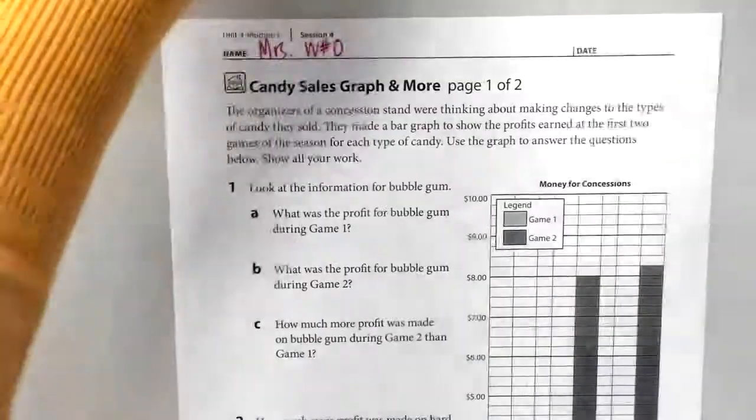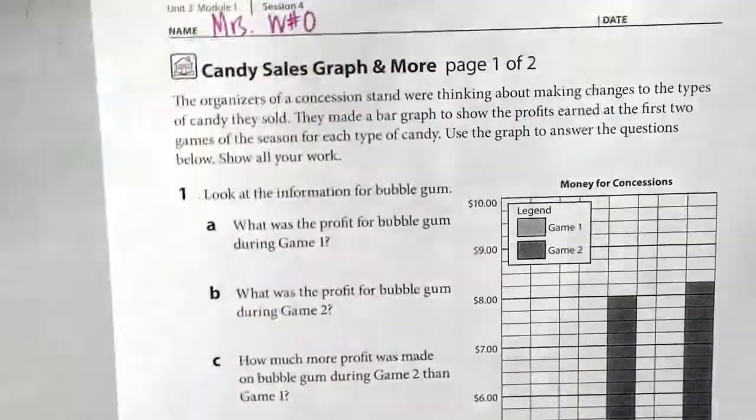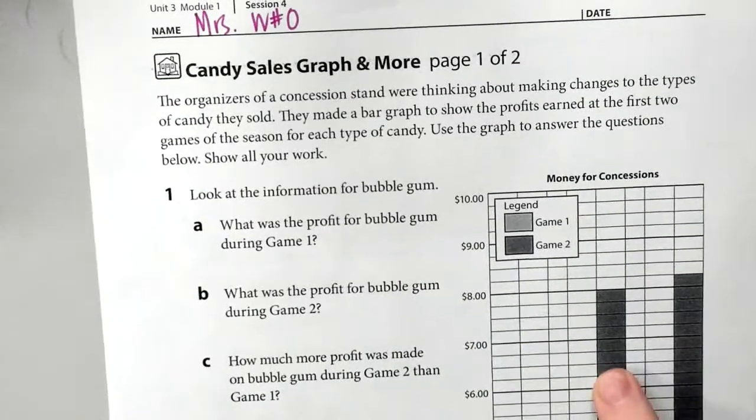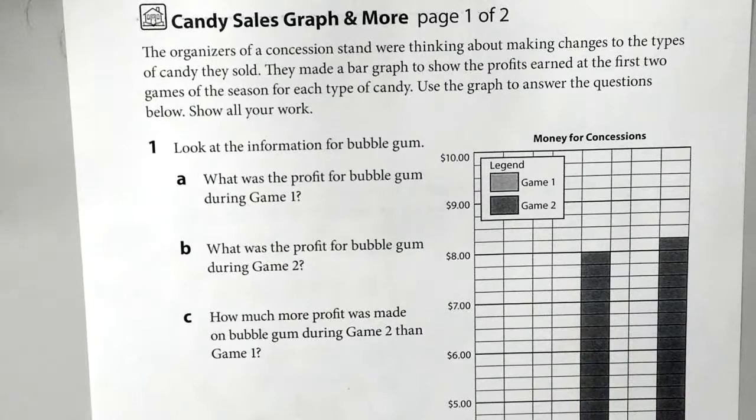And here we go. The organizers of a concession stand were thinking about making changes to the types of candy they sold. They made a bar graph to show the profits earned at the first 2 games of the season for each type of candy. Use the graph to answer the questions below. Show all of your work.